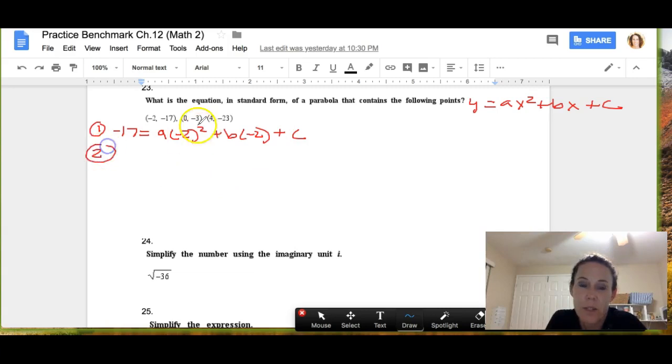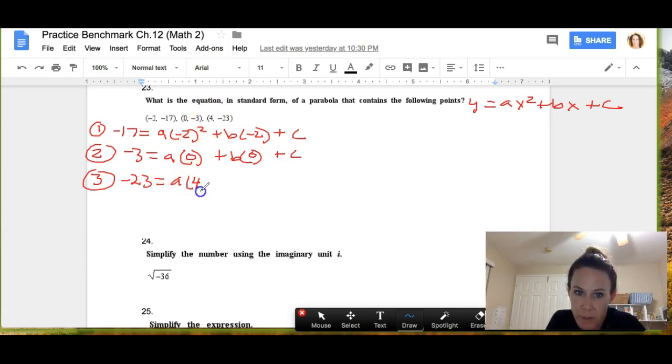Now my second equation is going to look like this. My y value of negative 3, and then a times my x value, which is 0, so this a is going to go away, plus b times my x value, which is 0, b will go away, plus c. So my second equation will be negative 3 equals c. Yay, that's awesome. And then my third equation will be negative 23 equals a times 4, which is my x value, squared, plus b times 4 plus c.